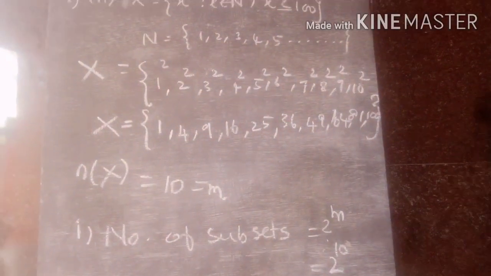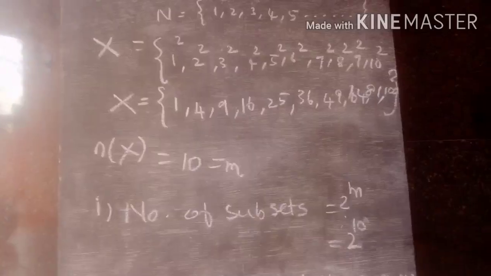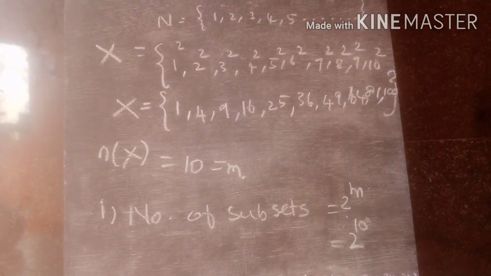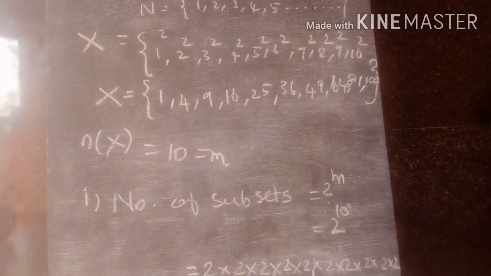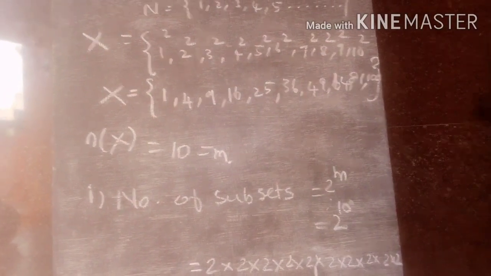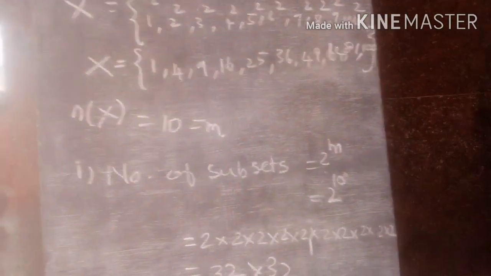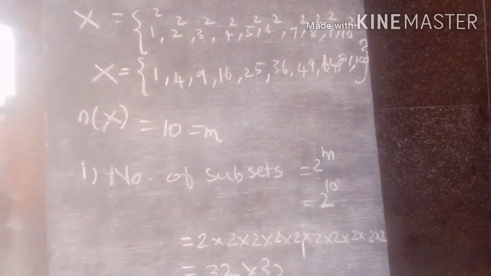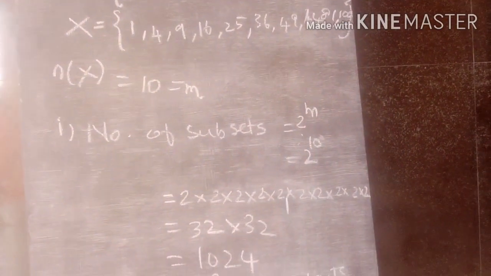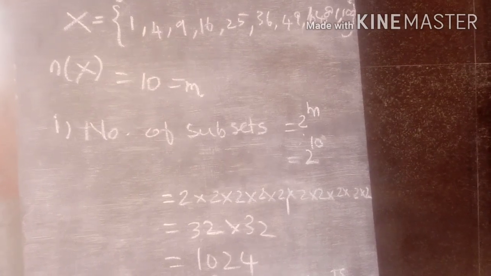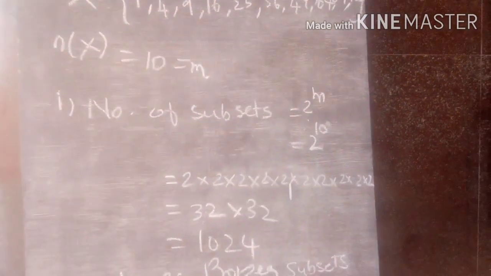Next n of X. n of X னா எண்ணி எழுதணும், X என்கிற செட்டில் எத்தனை எலமெண்ட்ஸ் இருக்குன்னு. ஸோ X-ல் போய் count பண்ணுறேன். ஸோ 1 2 3, ஸோ 10 elements இருக்குது. ஸோ 10. Number of subsets formula 2 power m. ஸோ 2 power 10. ஸோ 2 into 2 into-ன்னு 10 times write பண்ணு.